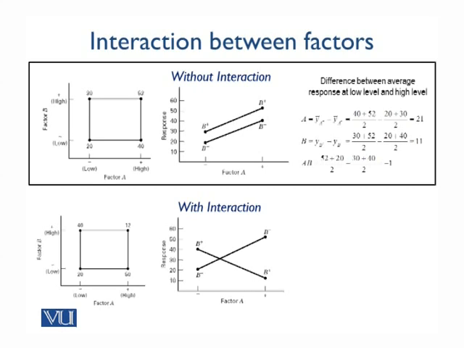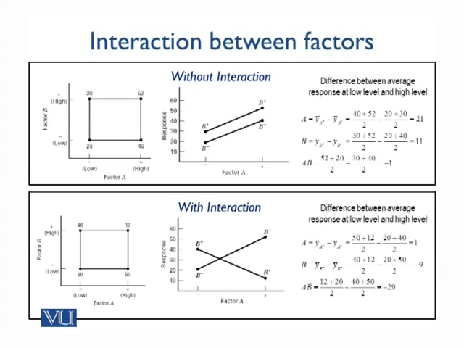Similarly, we calculate for B. We take the difference of the average of B at the high level and the average of B at the low level, and we get the effect value to be 11. Similarly, we can calculate the effect for AB. AB is the effect of the interaction of factor A and factor B. In this case, when we take the average of the response at the high level and subtract from it the response at the low level, we get a value of -1, which is negligible. So because of that, we can say that the interaction is negligible.